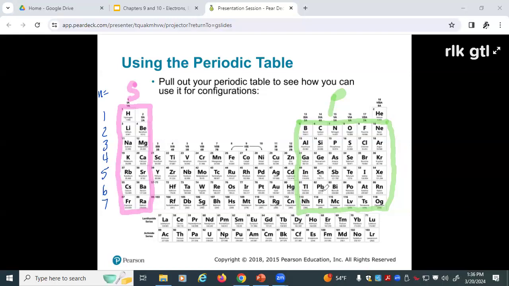And we can do the same kind of battleship designations. This cluster here starting with boron, that would be 2P. This cluster starting with gallium would be 4P. This cluster starting with thallium would be 6P.